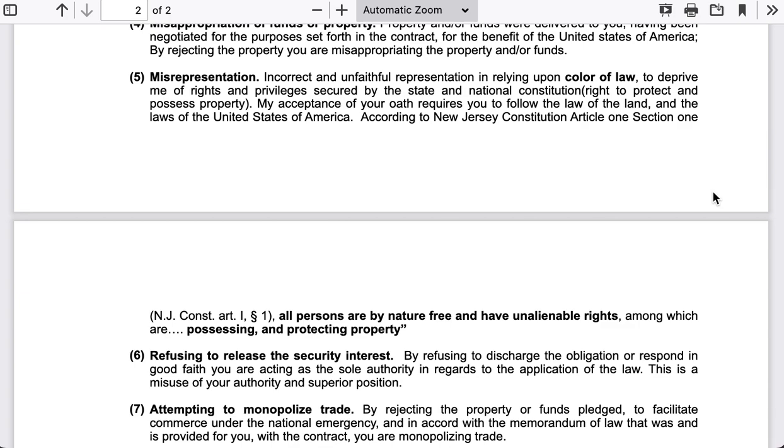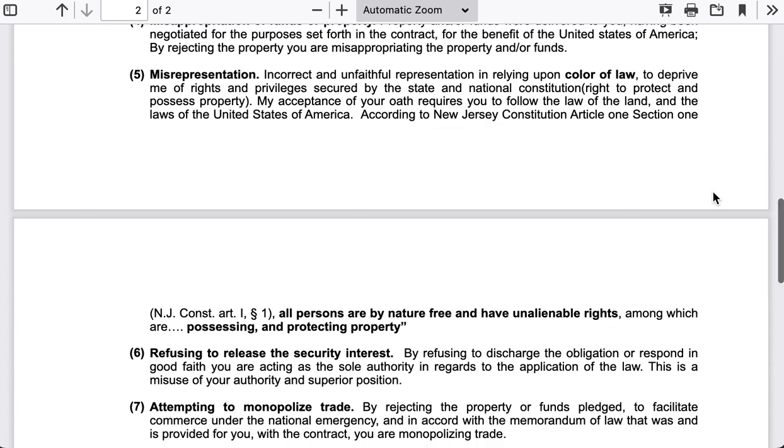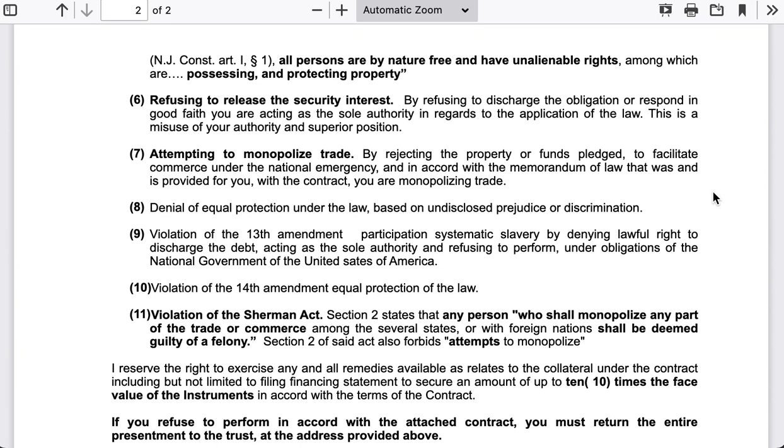According to the New Jersey Constitution, Article 1, Section 1, all persons are by nature free and have unalienable rights, among them possessing and protecting property. Refusing to release a security interest is also a breach of a fiduciary duty. It can be, right? By refusing to discharge the obligation or respond in good faith, you are acting as the sole authority in regards to the application of the law. This is a misuse of your authority and superior position. Then attempting to monopolize trade.